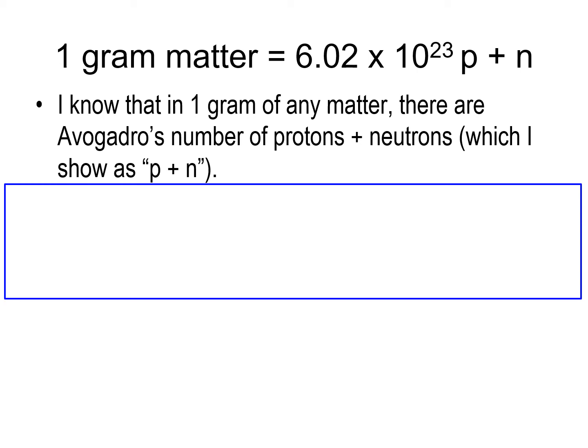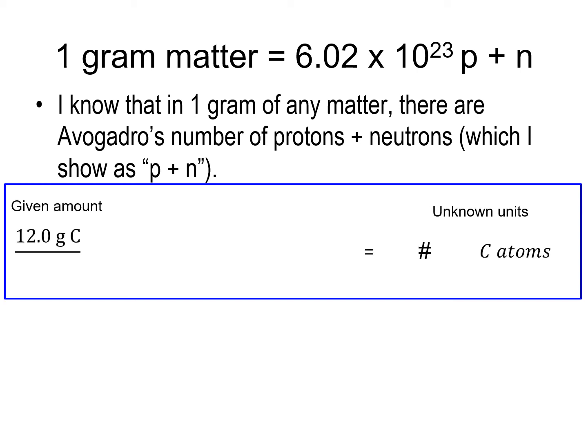Let me write what I have on the left. That's 12 grams of carbon. I'll write what I want to find way over on the right. I want to find a count of carbon atoms. And in between, I can do one or more conversions. The first conversion that would be useful is to note that in 1 gram of any matter, including carbon, there are 6.02 times 10 to the 23rd protons and neutrons.